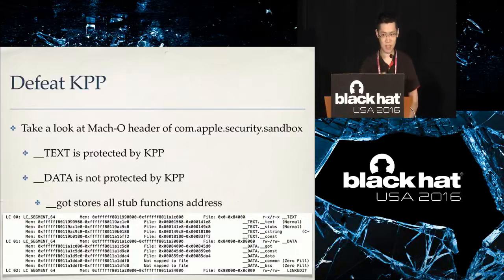This actually is marked as RW. That means you can modify this area of memory. And what is it used for? Actually, this section is used to store all the stub function addresses. We'll talk about this later.